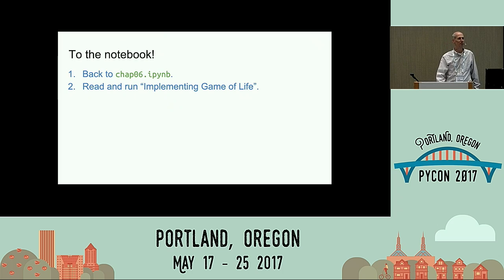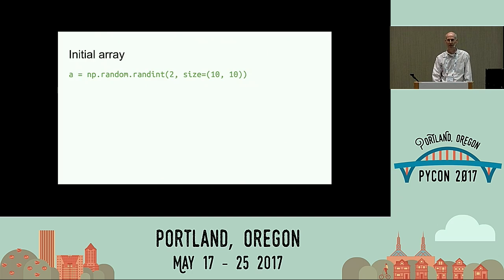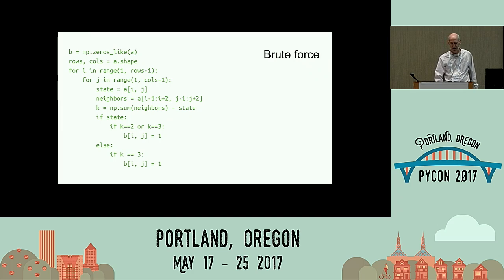If you go back to the notebook and read the section called Implementing the Game of Life, let me walk you through the code first, and then I'll give you a couple minutes to look it over. Initializing the array is very similar to what we saw before. I'm just using a random initial start with just 2 states. That's what the 2 is, and it's a 10 by 10 grid.